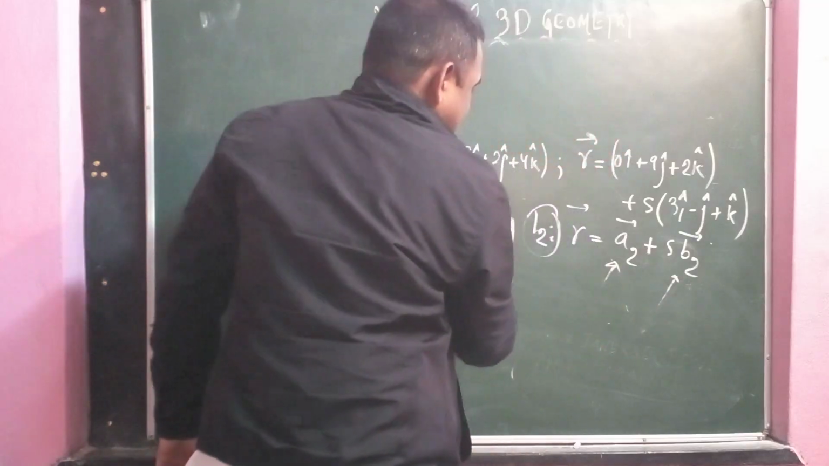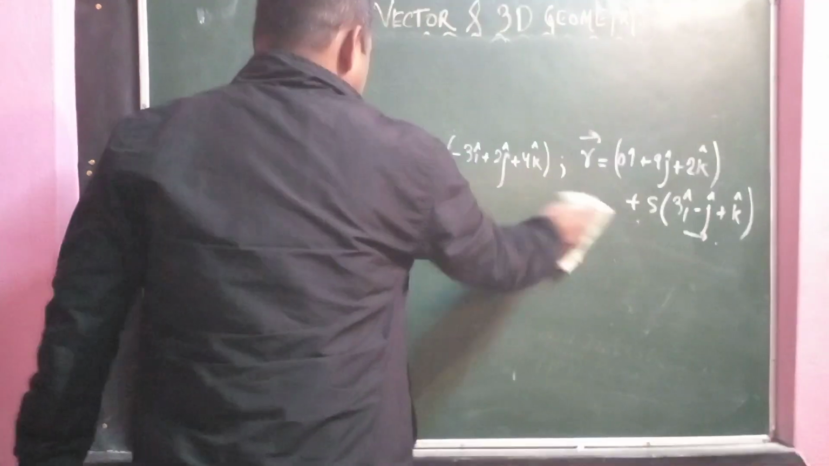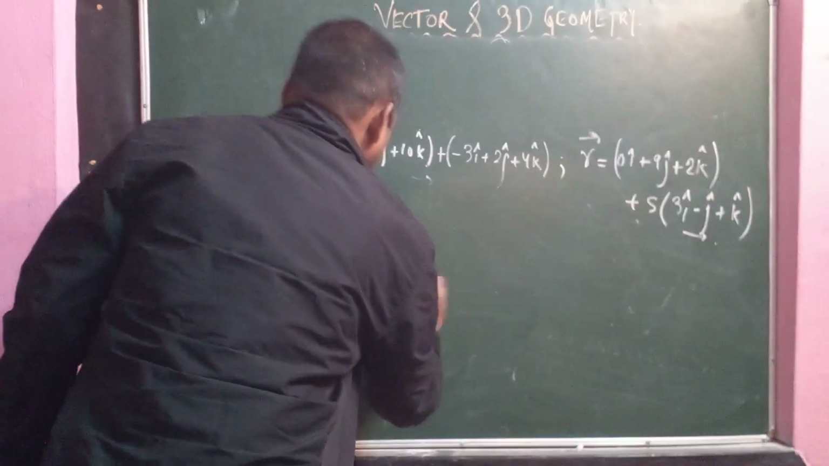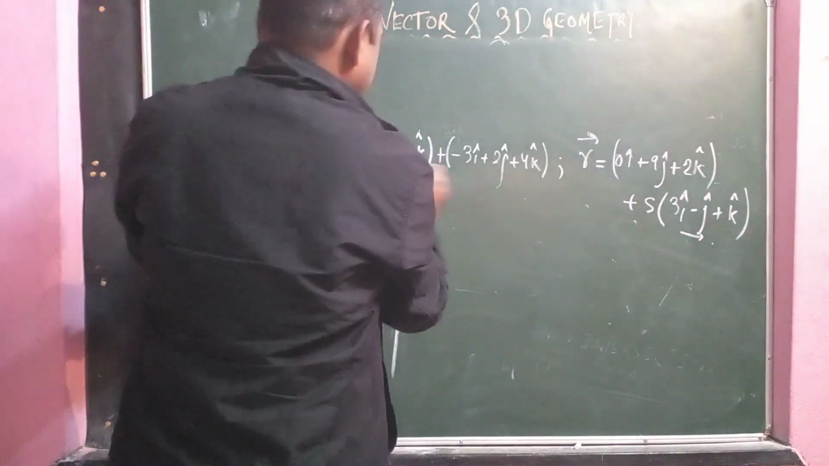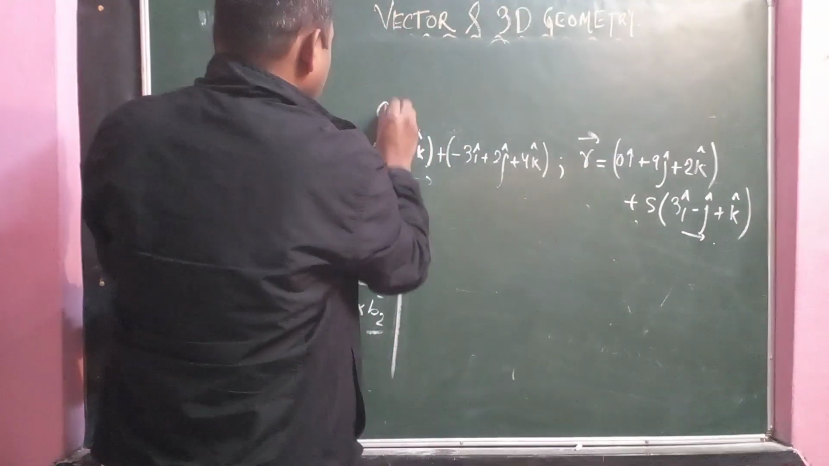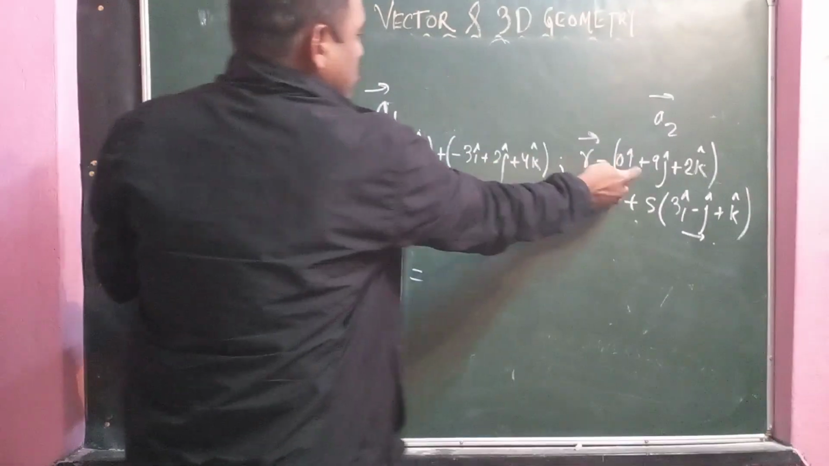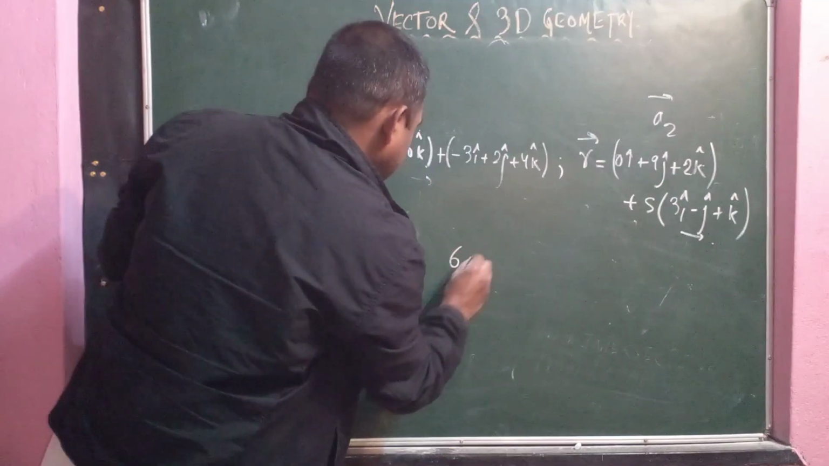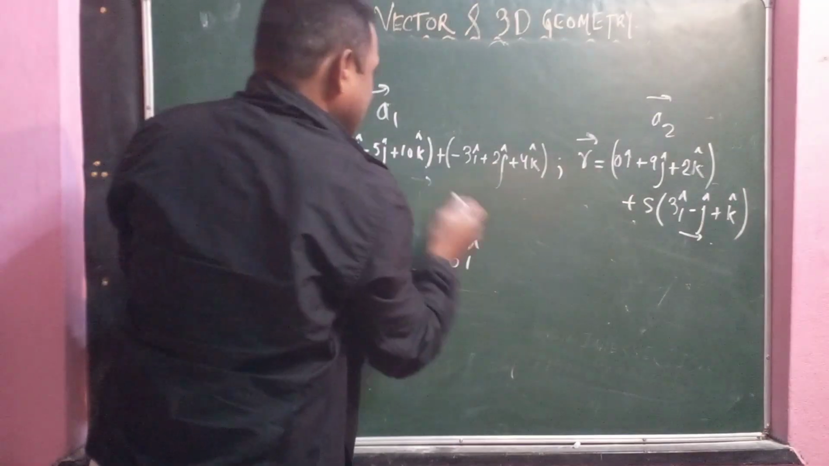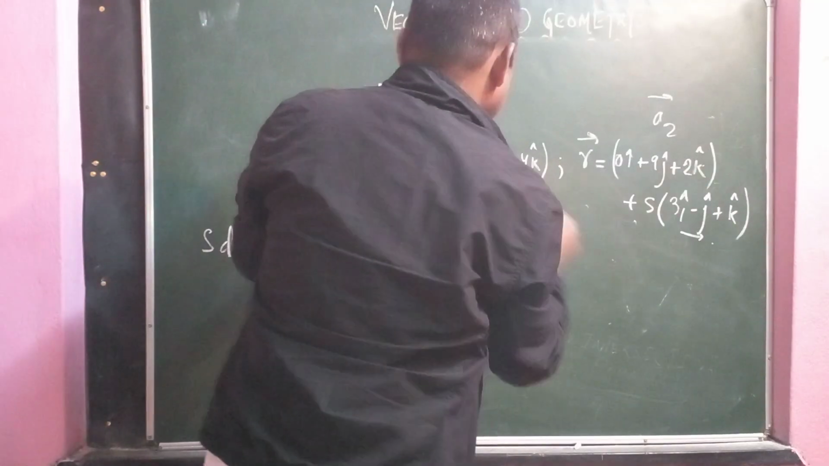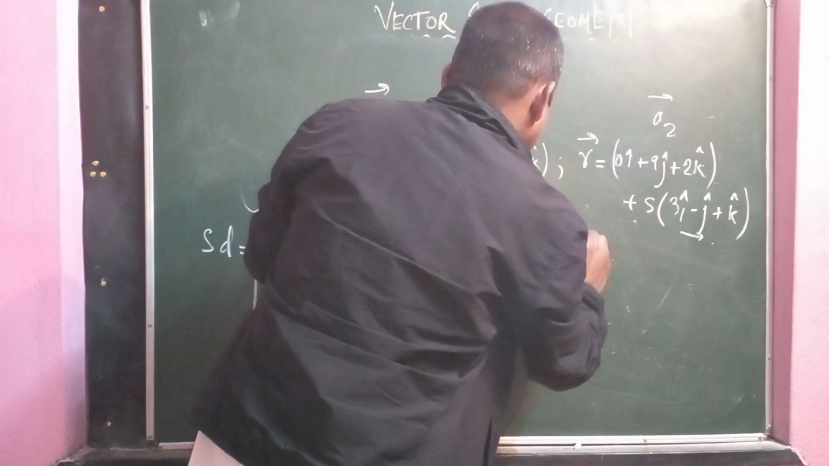So now do the respective calculation. What is A2 minus A1? This is your A1, this is your A2. What is A2 minus A1? This is 6 i cap, this minus this, so 14 j cap, this minus this, so 8 k cap.